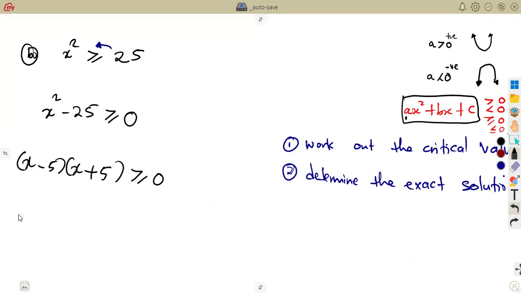So you now determine your critical values. What are the critical values? The minus 5 to the other side gives us a plus 5, and the plus 5 to the other side will give us a minus 5 at the end. So these are the values that we have as your critical values.